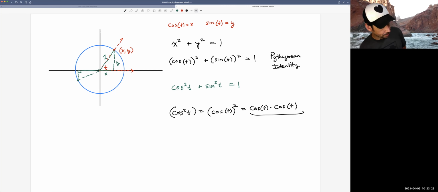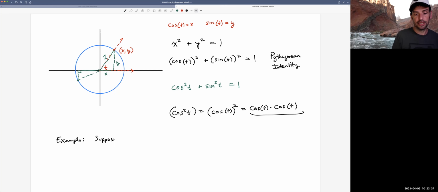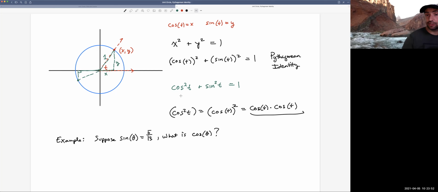More importantly, how is this useful to us? Well, a very quick example to finish up. Suppose I know that the sine of some angle theta is equal to 5/13. Can I find the cosine of that angle? Well, let's try using this identity.